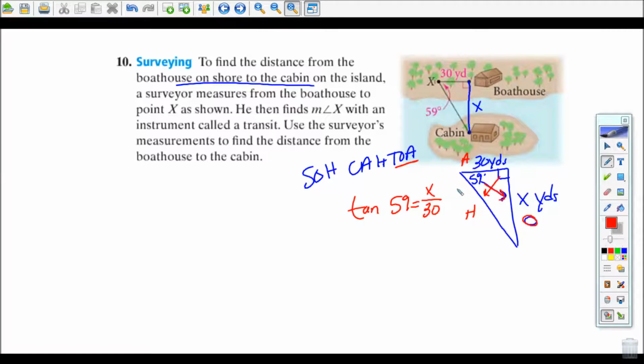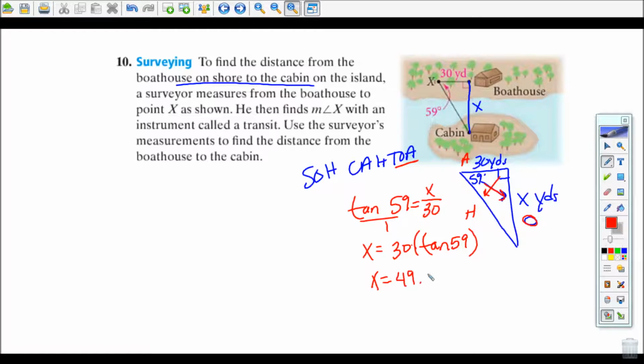So again, you can multiply by 30 on both sides. I'm going to put it over 1 and cross multiply. So X is going to equal 30 times tangent of 59. So again, overemphasize those parentheses. Make sure you're not doing 30 times 59 and then finding the tangent of that. So it's 30 times the tan of 59.